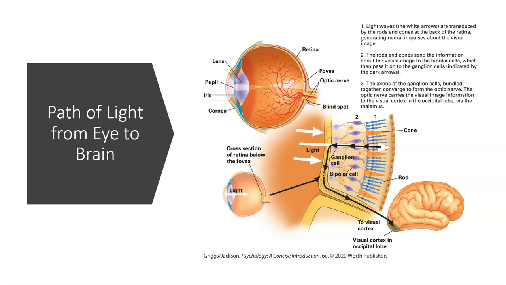Light waves are reflected in the white arrows on the graphic. Those light waves are transduced, as I said before, by the rods and cones at the back of the retina, generating neural impulses that replicate the visual images. The rods and cones are going to send their messages to the bipolar cells, which then move them on to the ganglion cells. The ganglion cells, their axons, become the bundle of things that we refer to as the optic nerve. The message then goes through the thalamus to the occipital lobe.